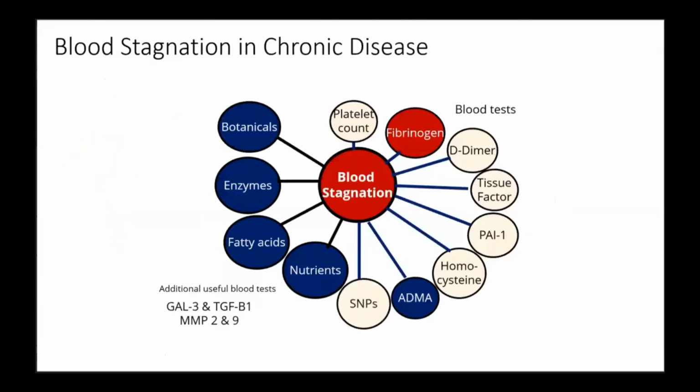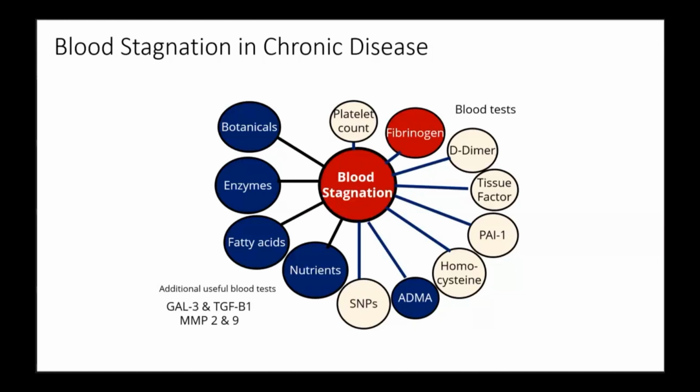These are the treatments in blue on the left, right? Botanicals, enzymes, fatty acids, nutrients. And then you see the markers on the right. The platelets, fibrinogen, D-dimer. We'll talk about that one. Tissue factor, plasminogen activator inhibitor 1. Plasminogen, remember, that's the one that digests the fibrin. So plasminogen activator inhibitor doesn't allow plasmin to get formed, and so keeps the clots around. So people will have a disruption in that area.